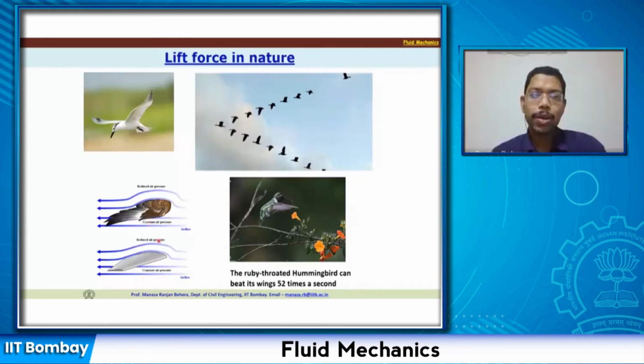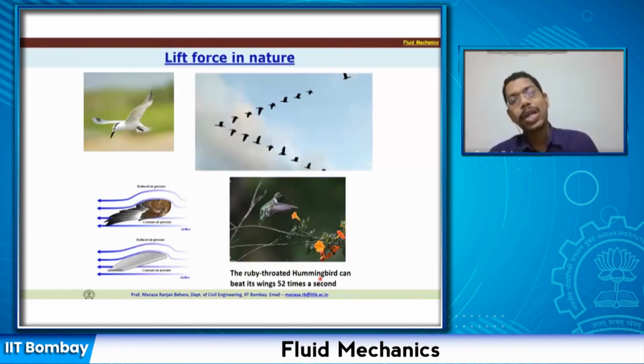If you typically look at this, this is a small bird, a ruby-throated hummingbird, and it can beat its wing 52 times in a second. So you can see how fast it moves, and you can imagine how much the force that is acting because of the shape of the wing that it takes, and it can simply stay stable at a particular location. All right. So these are various lessons we have learned.